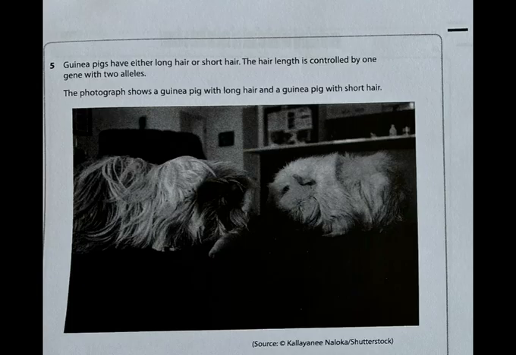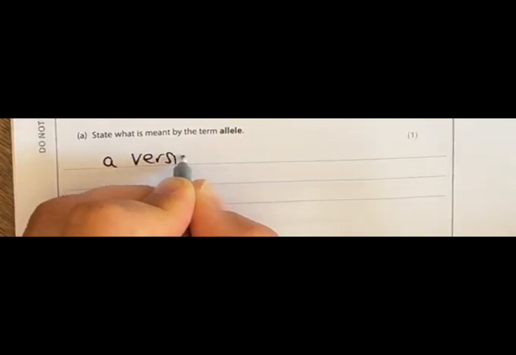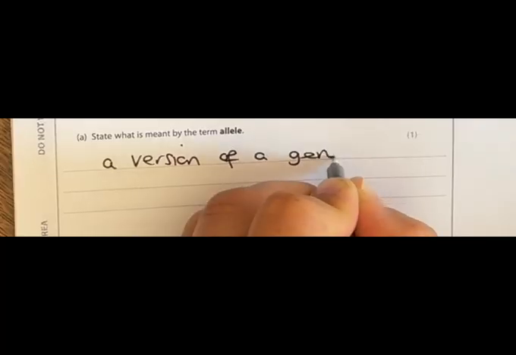So we're told guinea pigs have either long hair or short hair, and the hair length is controlled by one gene with two alleles. So we're then shown a picture of the guinea pigs, and the first question is state what is meant by the term allele. Now we should know that an allele is a version of a gene. So that's just some factual recall to start us off.